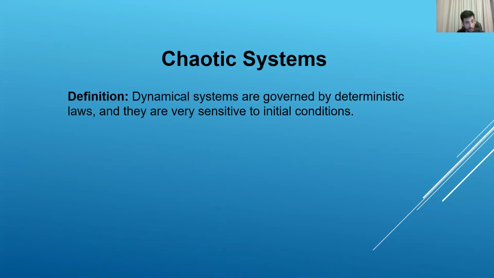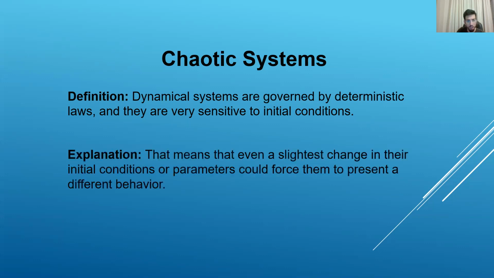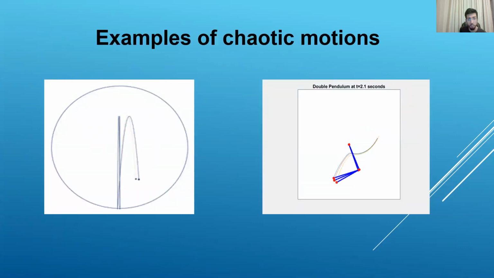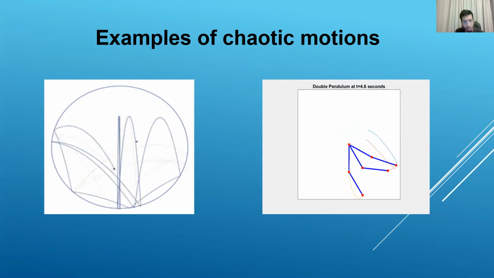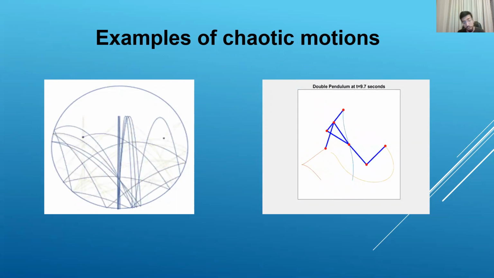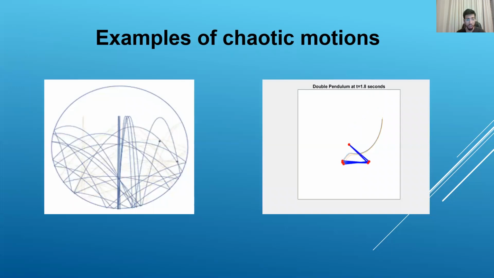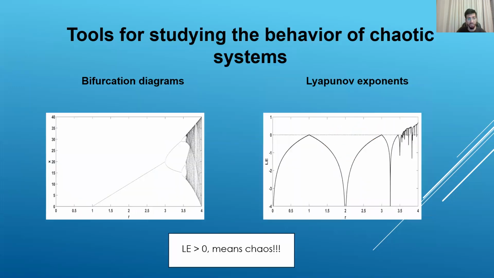So, what is a chaotic system? The definition is very simple, because it is a dynamical system that is governed by a deterministic law and is very sensitive to initial conditions. That means that even the slightest change in its initial condition or parameters could force it to present a different behavior. Here you can see two very simple examples of chaotic motions, and you can see that even with the same starting position, we have a completely different behavior.